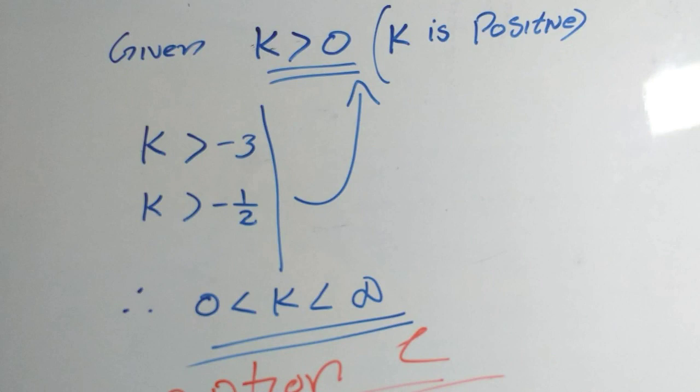And in question it is given that K is positive. That means K greater than 0. So we can obtain the range of K as 0 less than K less than infinity. So K greater than 0. So option C is the right answer.